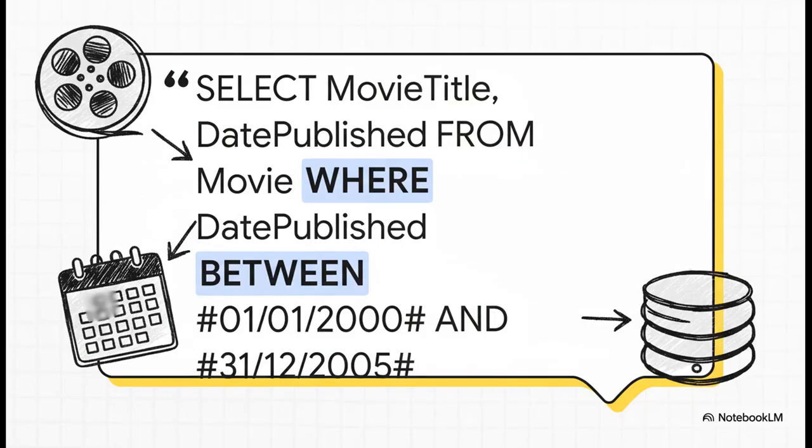We can talk to this table using SQL. Let's translate what this command is actually saying. It's like we're telling the database, hey, select the movie titles and their publication dates from your movie table, but I only want the ones where the date is between the start of 2000 and the end of 2005. Oh, and could you please order the results by date for me?